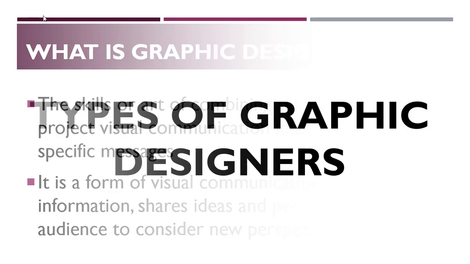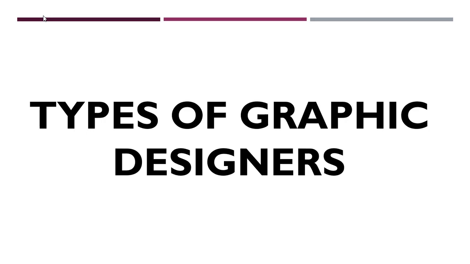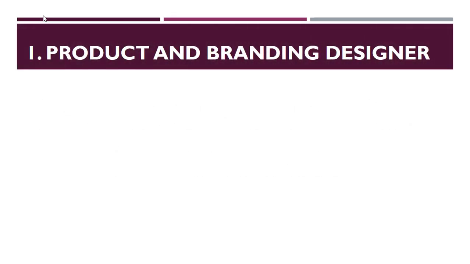There are different types of graphic designers. But who's a graphic designer? A graphic designer is a person who designs or who uses text and images to create visual impressions. That is a graphic designer. But there are different graphic designers that we have. So I'm going to outline four of them. The first one is the product and branding designer.